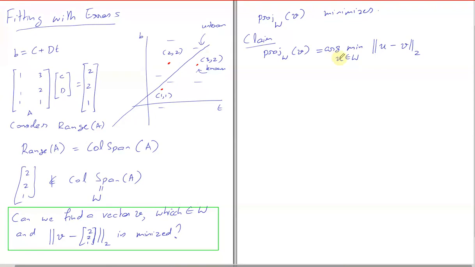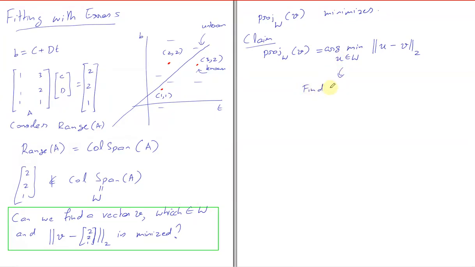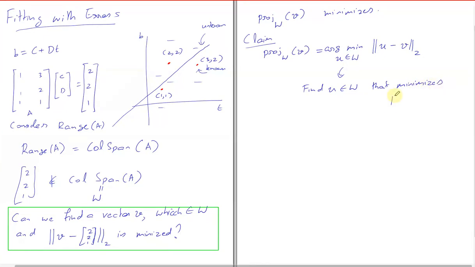Okay, sir, understood. So this means find u belonging to W that minimizes this. This is a common notation that you will see in many textbooks and problems. Argmin means find that thing which minimizes that objective function and return that.